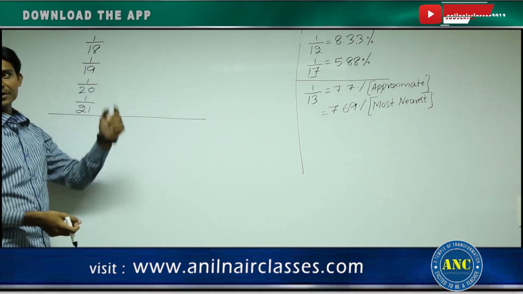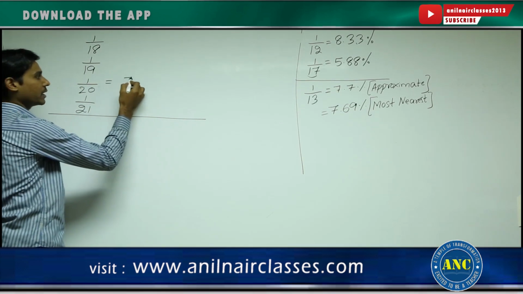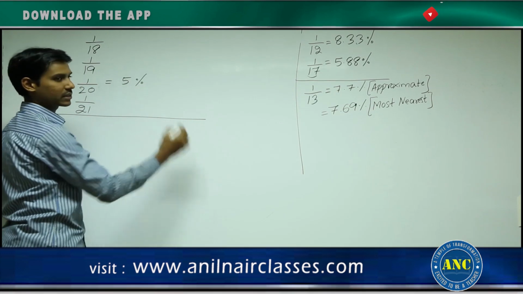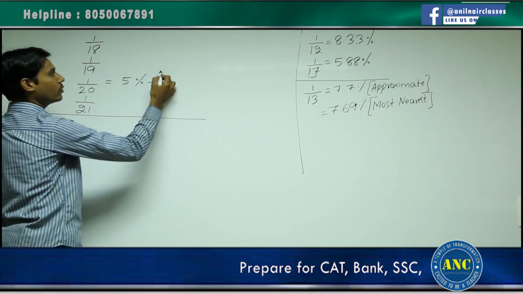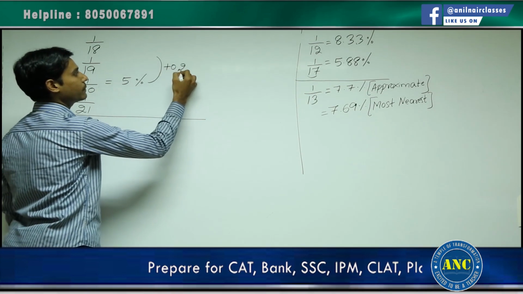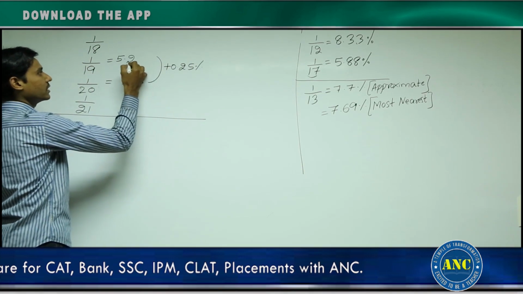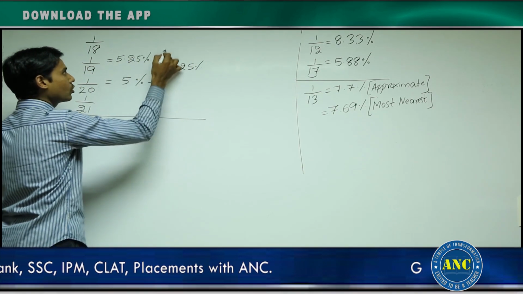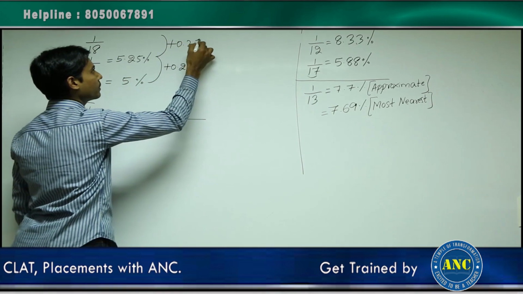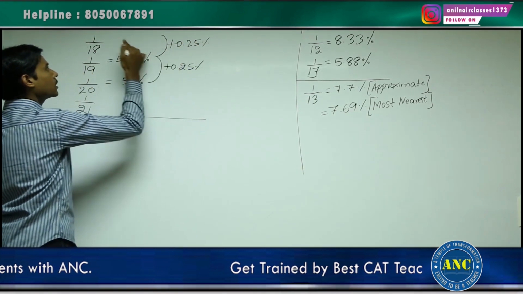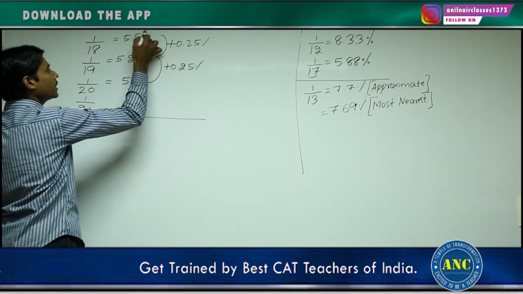1 by 20, 100 by 20 is 5%. The above one will go with a deviation of plus 0.25%. What is 5 plus 0.25? 5.25%. Again, the above one will go with a deviation of plus 0.25%. 5.25 plus 0.25 is 5.5%.